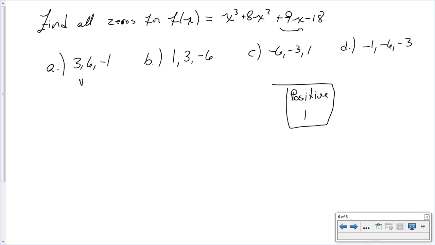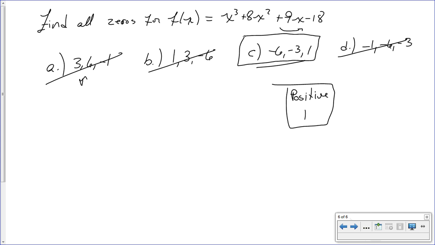Well, let's look at here. This has two positives. It's not going to work. Two positives, not going to work. One positive, okay, this one might work. Here we have no positives. So boom, we are done. -6, -3, and 1 is going to be our possible zeros based on the answers that they gave us.